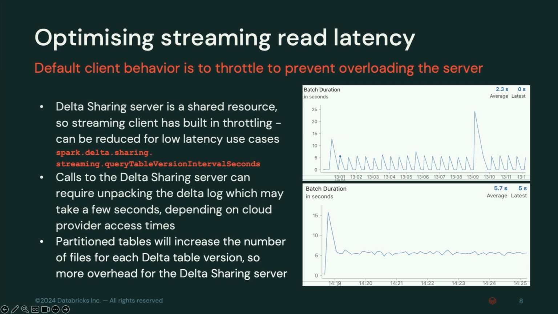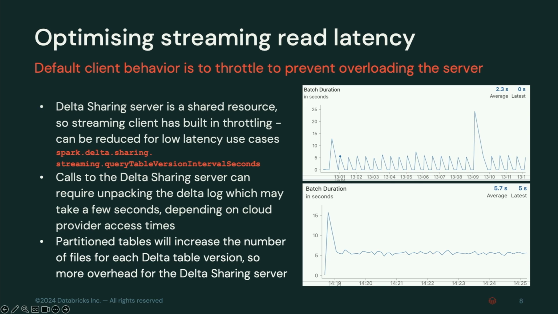Okay, so what sort of things can we do based on that architecture to improve latency? Well, the first thing to say is that by default, Databricks deliberately makes the client throttle. Unless someone really needs a low latency data stream, let's start off with just adding some throttling so the client can stream the data, but there's some built-in throttling there.